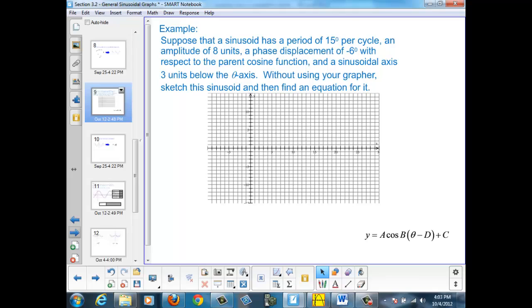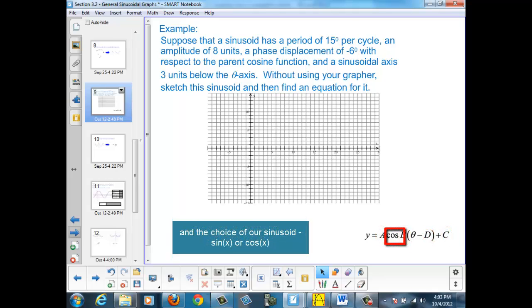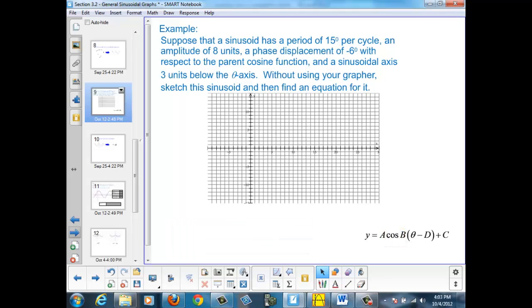For any of these puzzles, there are 5 pieces of information we need. The 4 variables in the equation, A, B, C, and D, and the choice between a sine or a cosine. So let's start with the choice. In this question, our choice has already been made for us. We are going to use the parent cosine function. So we know at least that much of our equation and our general starting point for our graph.